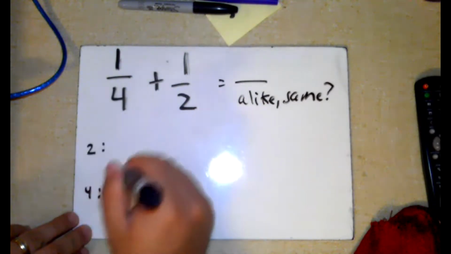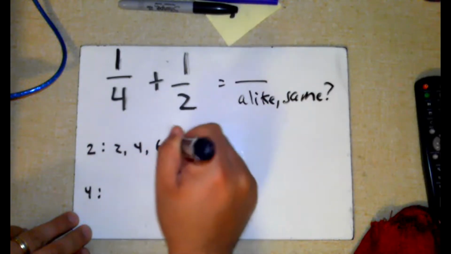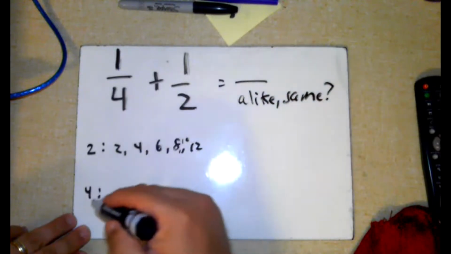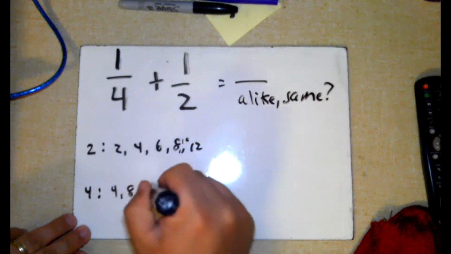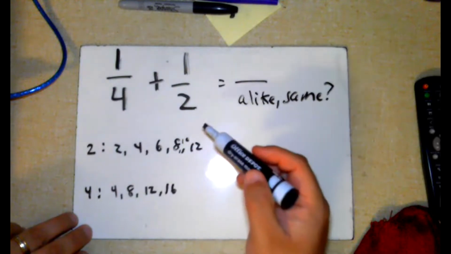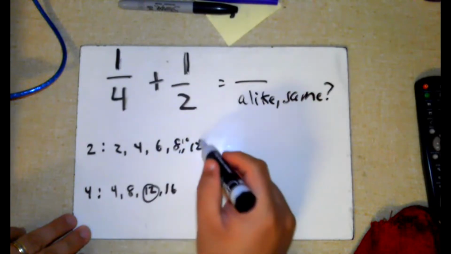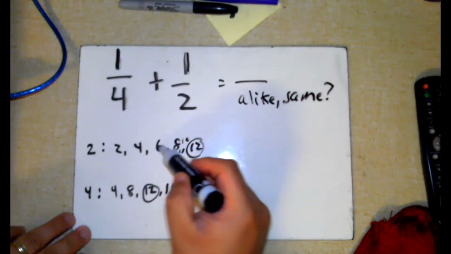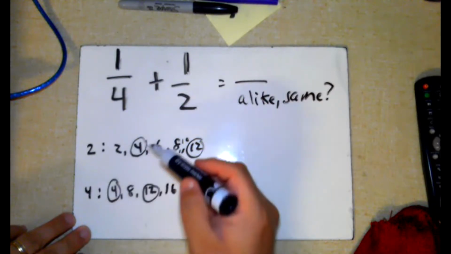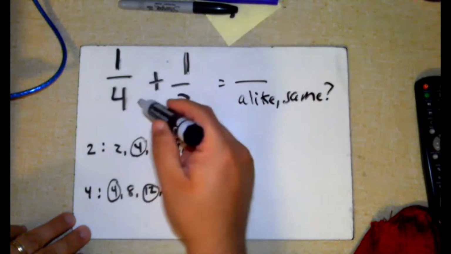Let's write out all the multiples of 2. So we got 2, 4, 6, 8, 10, 12. Let's find the multiples of 4: 4, 8, 12, 16. So let's find the lowest common multiple. We know that 12 fits, but if we keep going this way, we have a 4 and a 4. So we're going to convert the denominators to have a 4. So the 1/4 is perfect, so we're done with that one. We don't need to change it.